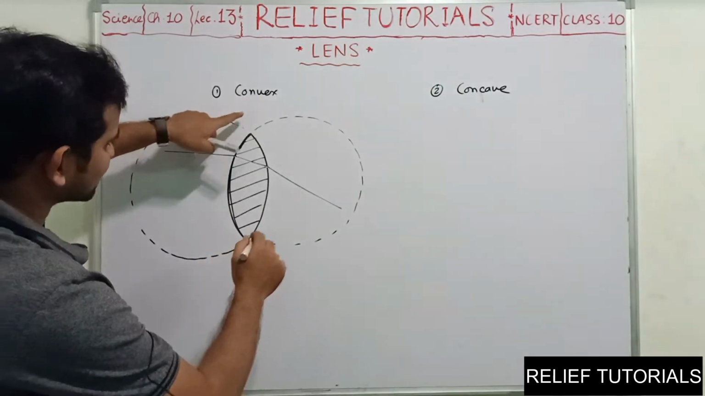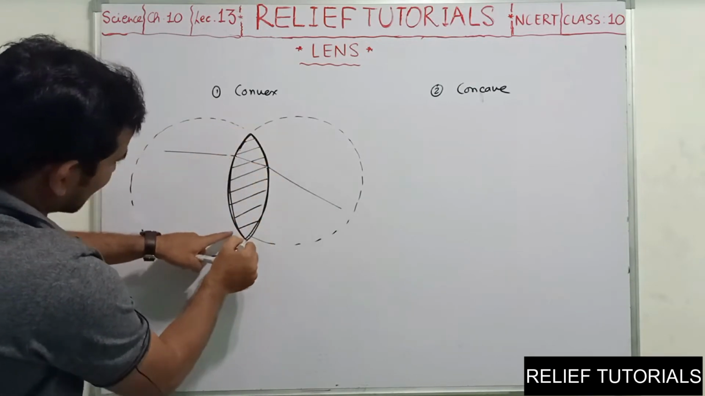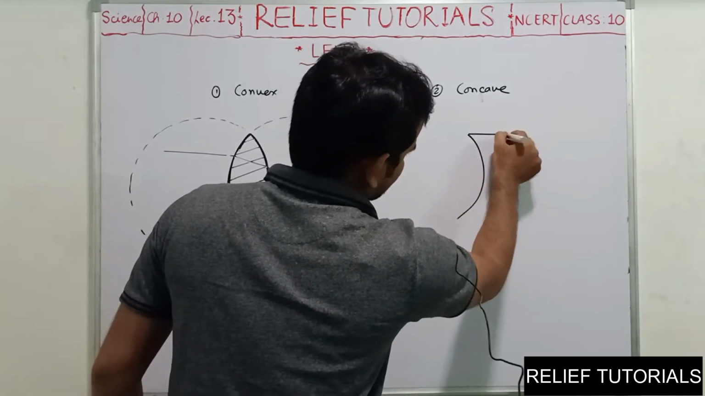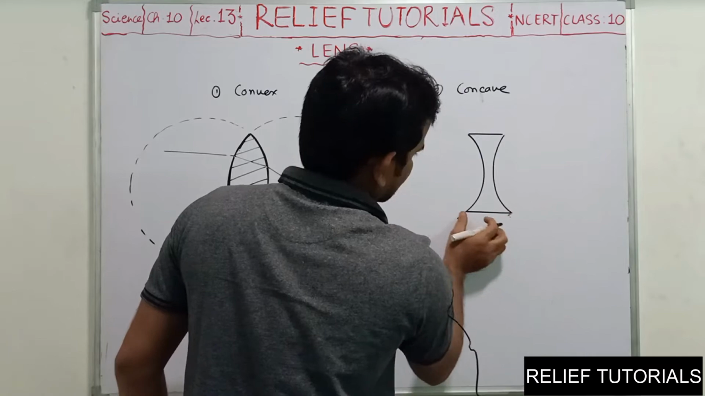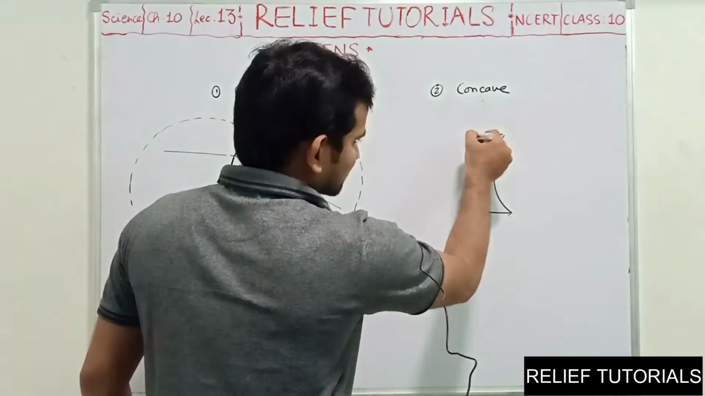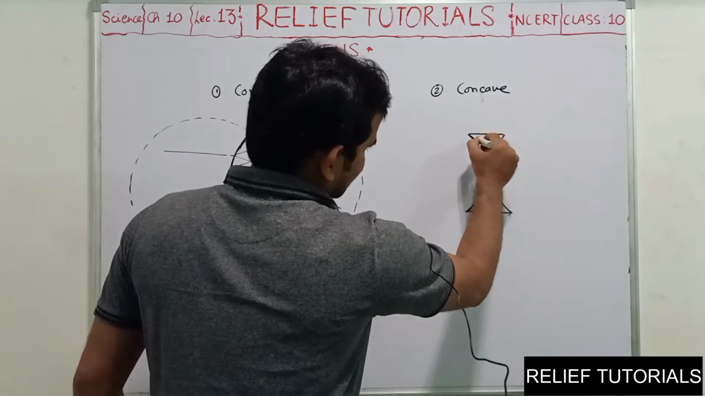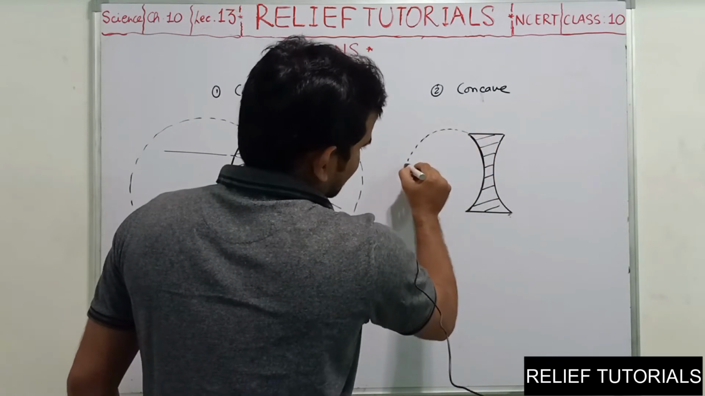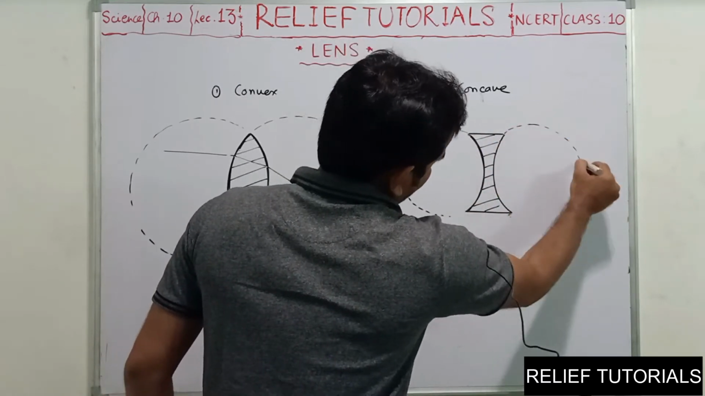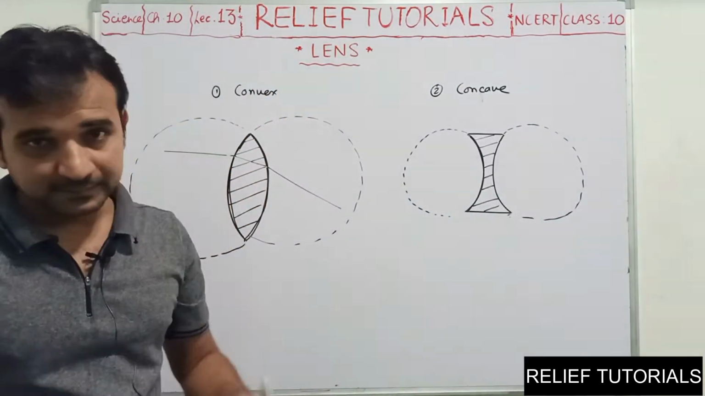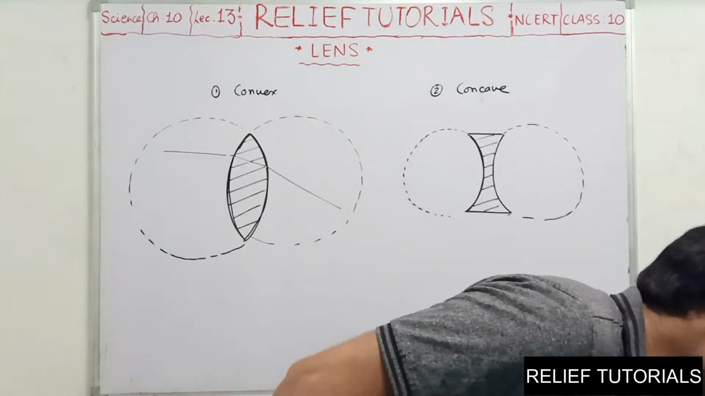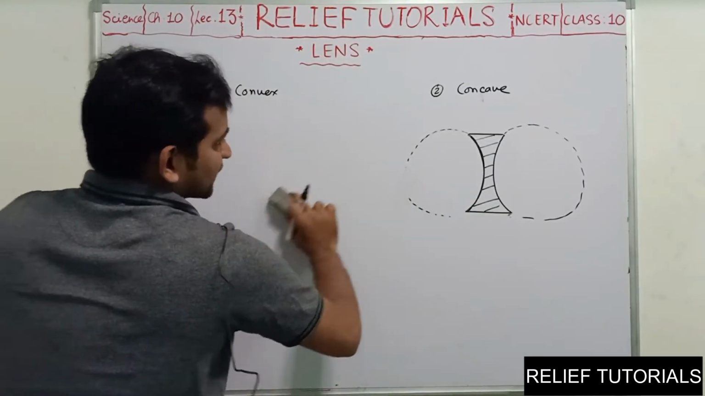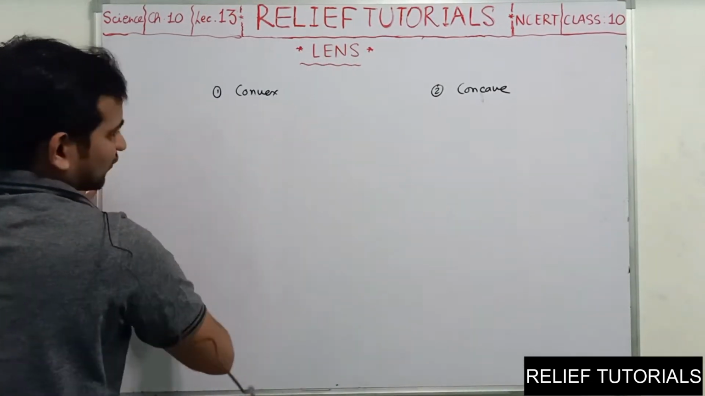In the convex lens, both the interfaces are pointing outwards, while in the concave lens both the interfaces are pointing inwards. In this also, this is the first interface and here is the second interface. Again it's a solid piece of glass, and both the interfaces are part of some solid sphere of glass. So in both types of lenses there are two interfaces, and based on the type of interfaces we have two types of lenses, convex and concave.